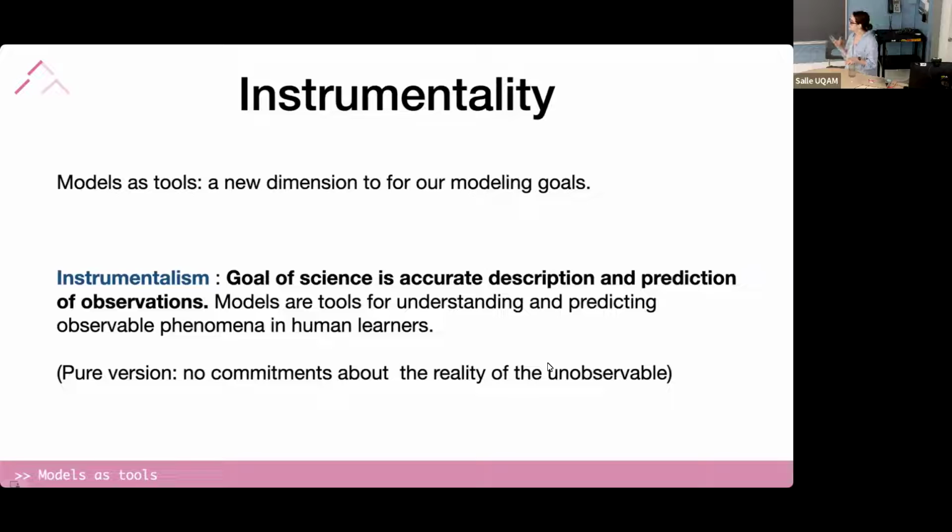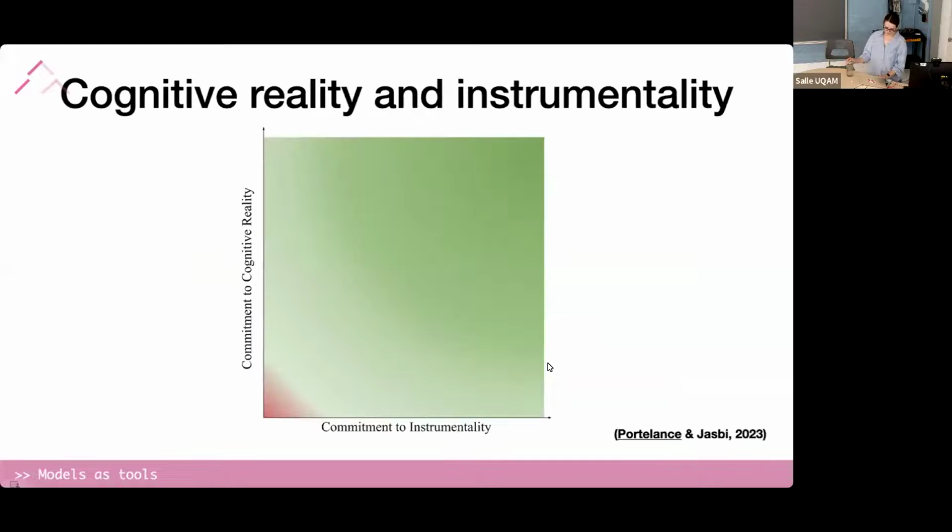In its purest version, you would make no commitments whatsoever to the reality of the unobservable. So my colleague Masood Jaspi and I have argued that if you don't consider the purest version of instrumentality, you can think of these two goals as directions that might delineate a space in which we might think about how we design our models.